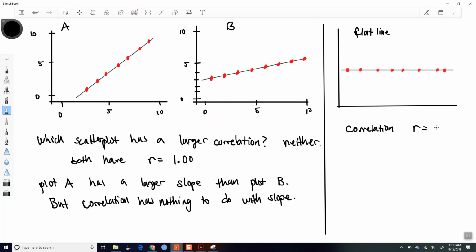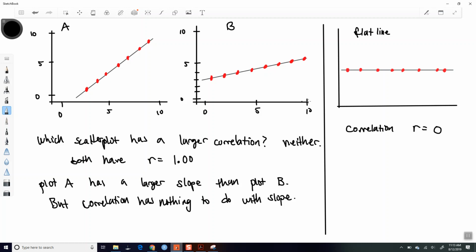The answer is actually 0, okay? Because it's neither positive nor negative, right? It's a little bit tricky. I purposely did this to kind of trick you guys up. So it's absolutely true that this one has a correlation of 1. Plot A has a correlation of 1. Plot B has a correlation of 1, okay? But there's still a tiny bit of slope in B. But as soon as the line becomes flat, the correlation becomes 0, okay? Because the relationship is neither positive nor negative.